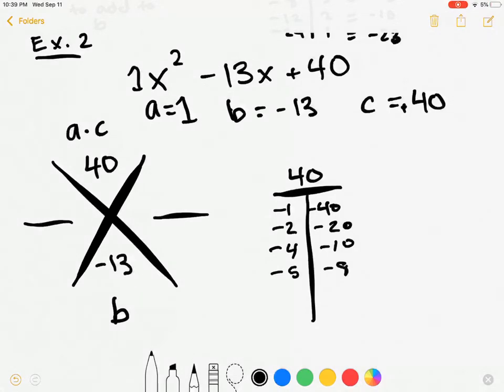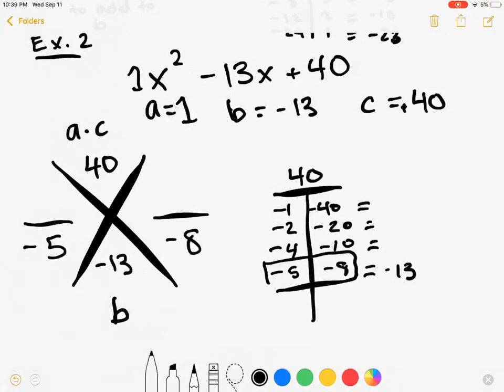If you went through and found your factor pairs, that's great. One of those is going to be the only pair that satisfies both multiplying to 40 and adding to a negative 13. In this case, our two factors are negative 5 and negative 8. They multiply to give you 40, and they add together to give you a negative 13. That is the only factor pair that works here.